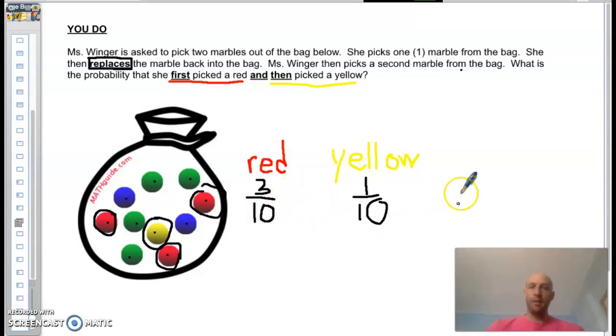The probability of getting both of these is the product when we multiply. 3 times 1 is 3, and 10 times 10 is 100. So the probability of picking a red and then putting it back in and then picking a yellow is 3 out of 100. Okay, go on to your independent practice.